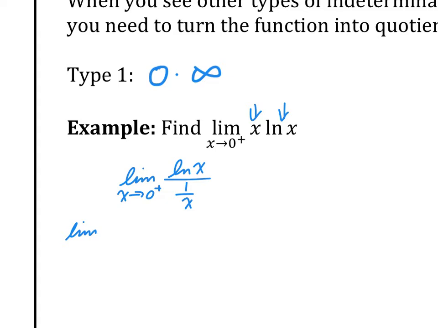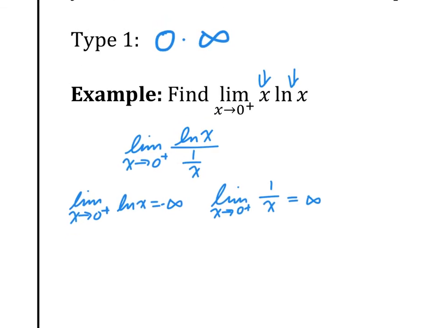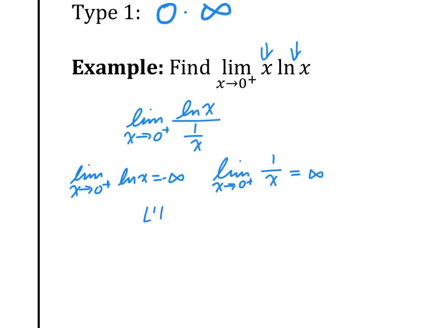So to use L'Hopital's rule, we need to prove that we can. So this is going to infinity, or actually negative infinity, sorry about that. And then the limit as x goes to 0 plus of 1 over x is going to infinity. So we're going to use L'Hopital's rule. And then we're going to take the derivative of the numerator, derivative of the denominator.